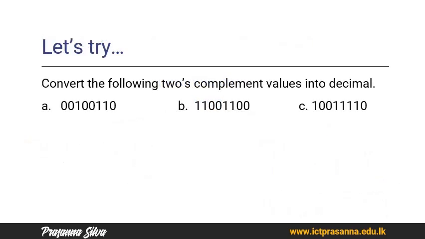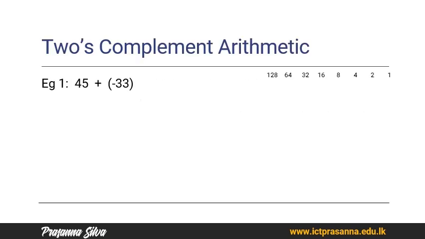Let's try to practice this with a few examples. Now let's look at how the 2's complement arithmetic can be performed. In the first example, we have a positive value and a negative value. So to convert this into 2's complement, for the positive number, we can simply take 45 and represent that in binary by using the place values.